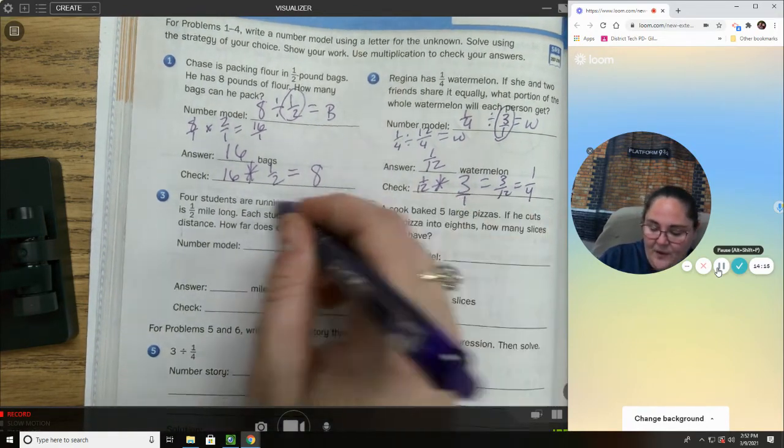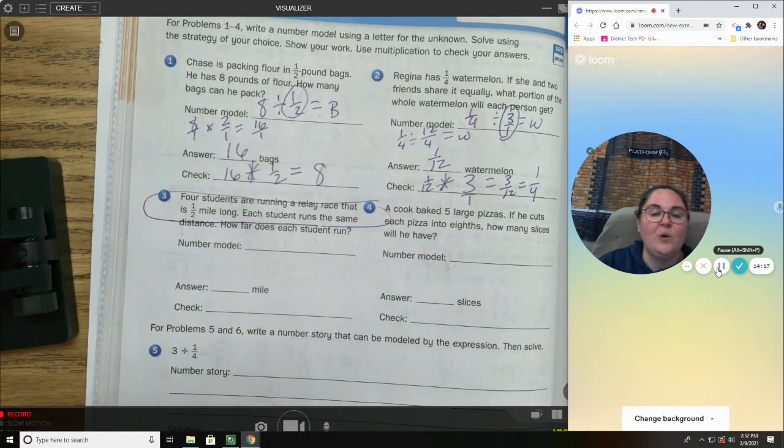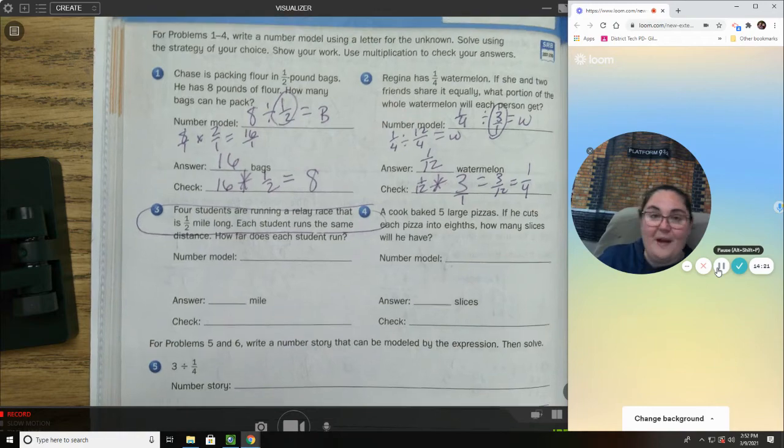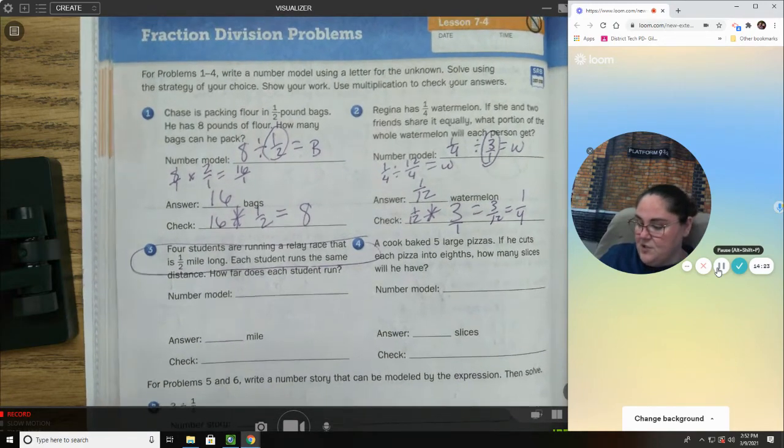Number 3 and 4 will actually be on your Google Classroom assignment for the day. It's going to be part of your Google form with your math boxes. Okay, so just fair warning with that.